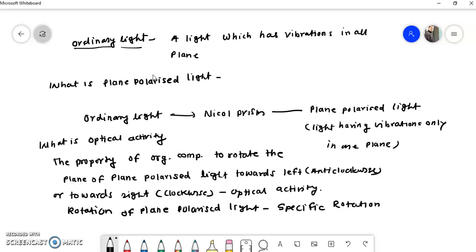If the compound rotates the plane of polarized light towards left, then it is called a levorotatory compound. And if it rotates the plane of polarized light towards right, then it is called a dextrorotatory compound. So these are the few basic concepts which we have seen.